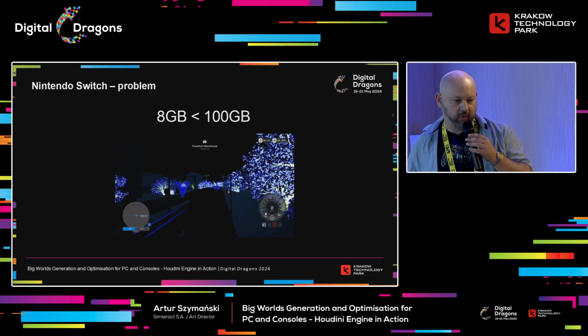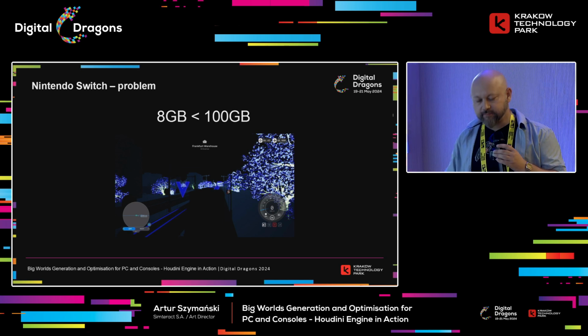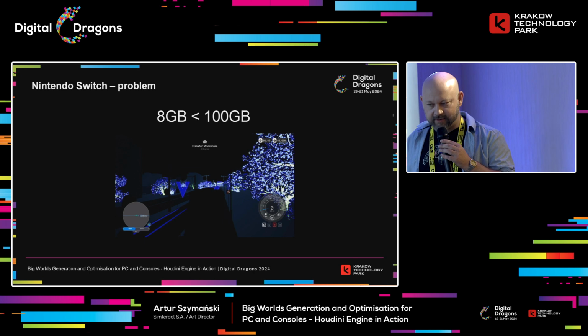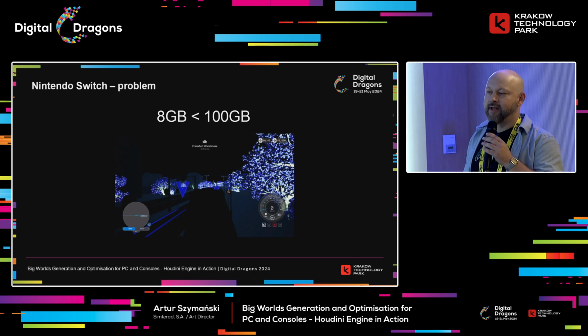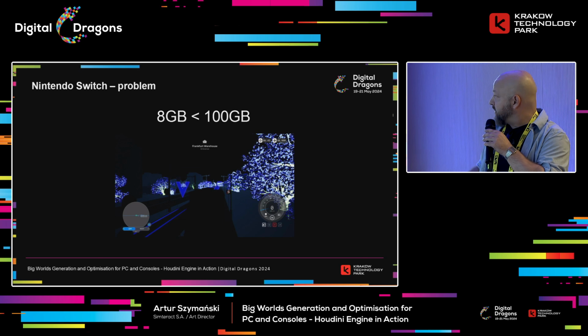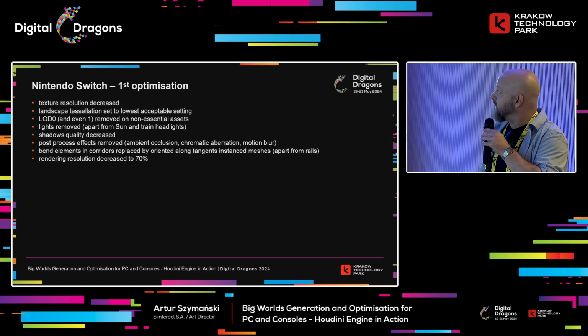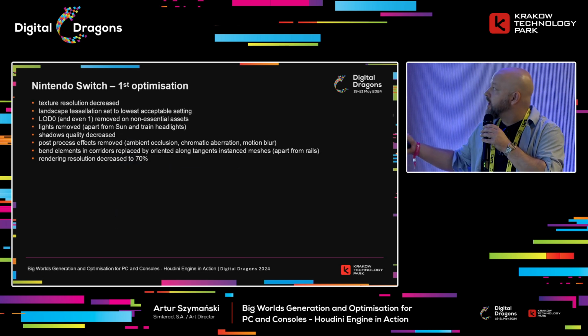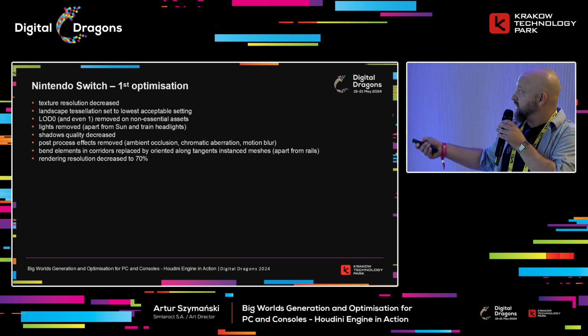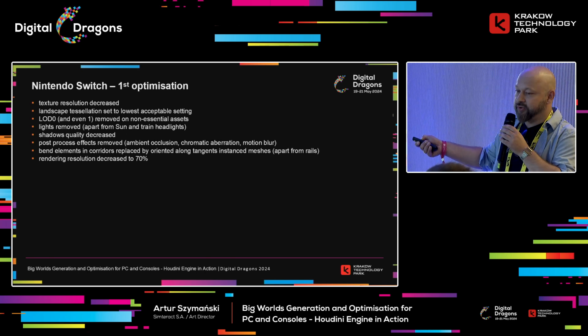If it's more than 4, then it looks like this. So we kept just front train light and sun. It was the only light that was left in game with dynamic lighting. And we cut everything that's possible. And the first optimization looked like this. Complete texture resolution decreased to the point where it was blurry and impossible to find out what the texture even was.